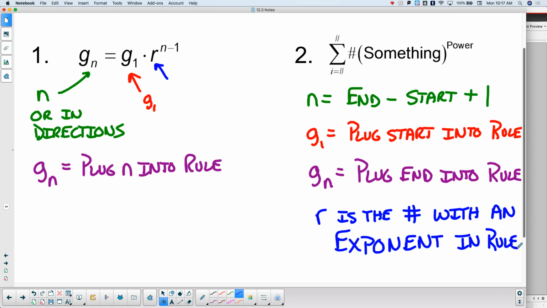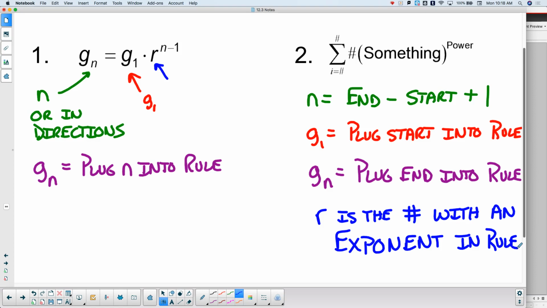In the last class I said R has the power. Okay? Because R is the only term that has an exponent on it. In either case, either when I'm giving you the rule or when I'm giving you summation notation, R is the only term that has an exponent. Okay? So in this particular one, it's the something.